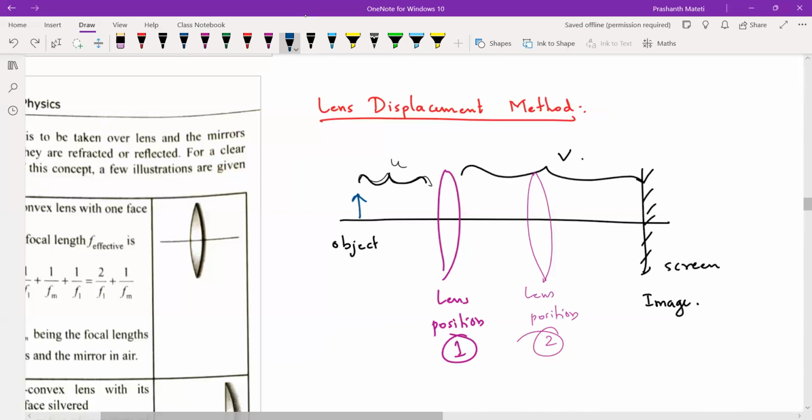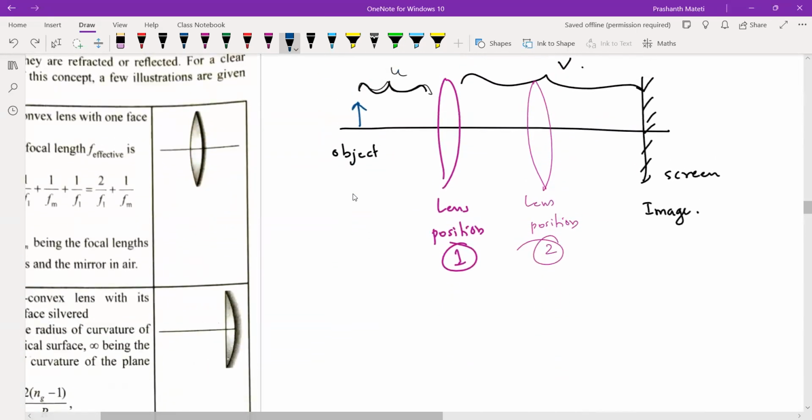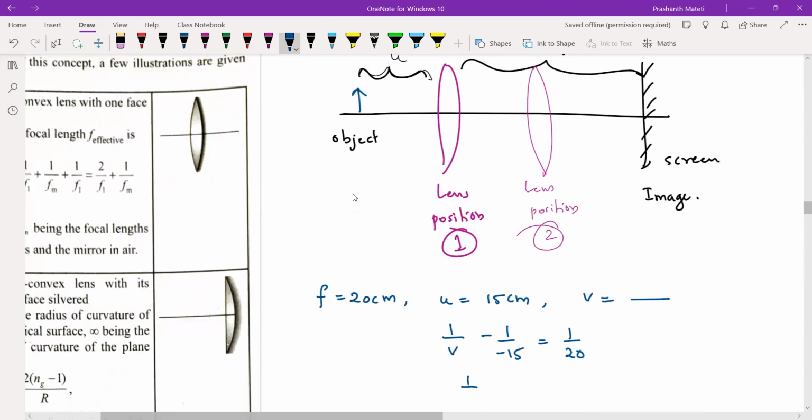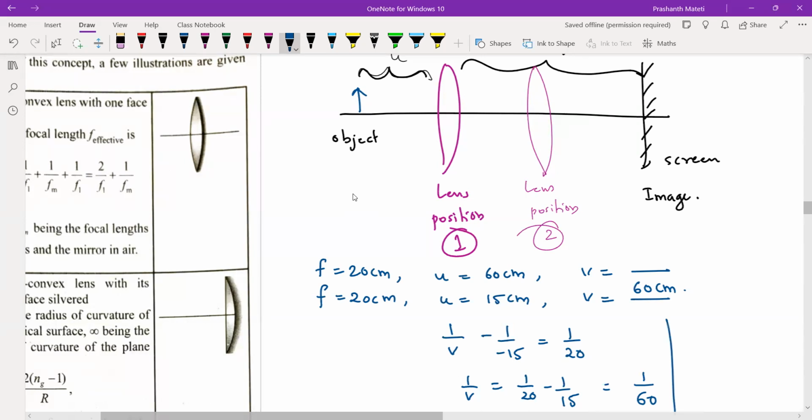Actually, we can also verify this by using the formula. For example, if f is equal to 20 centimeters and u is equal to 15 centimeters, we calculate what v will come out. 1 by v minus 1 by 15 is equal to 1 by 20. So 1 by v is equal to 1 by 20 minus 1 by 15, that is 1 by 60, isn't it? You'll get v equal to 60 centimeters. Now, if f is the same 20 centimeters and u is equal to 60 centimeters, what do you think the v value will come out? Again, 15 centimeters.